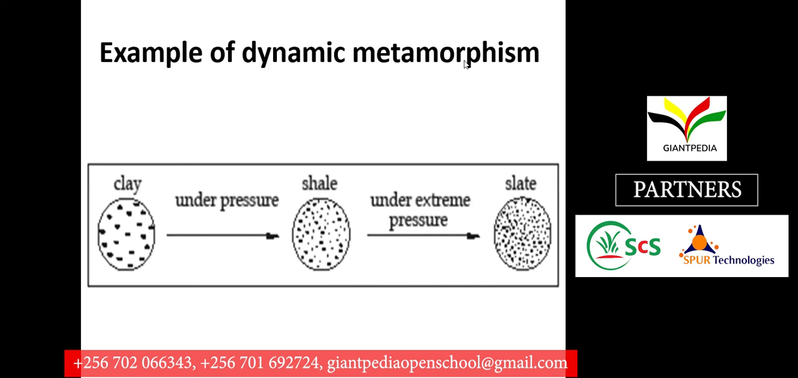So an example of dynamic metamorphism. Someone earlier had asked about shale. You can see here, this is clay. Clay under pressure turns into shale. Then later on under extreme pressure it turns into what? Slate. Slate is metamorphic, but shale is still in transition. It is still a sedimentary rock. Clay is sedimentary, shale is still sedimentary, but you can see this one has been compacted and hardened by pressure. And now you can see the molecules very compact and hard.